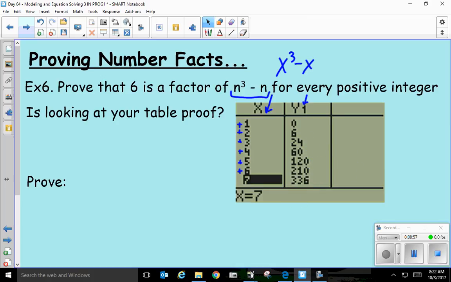So, can I just say, yeah, I look at my table and all those numbers are factors of 6? No. You can't, because that table goes forever. So you don't know what's going to happen at 1 million. What about 999,732? You're going to have to check every one. So we're going to have to do this algebraically. So looking at your table proof, no. How come? Because it's infinite. It goes on forever. How can you infinitely check them all on the table?